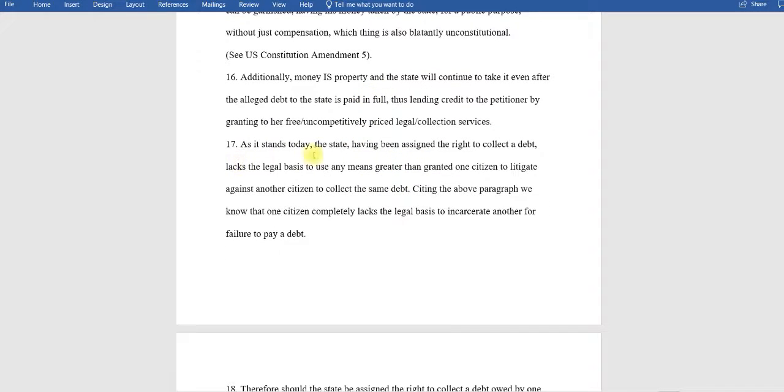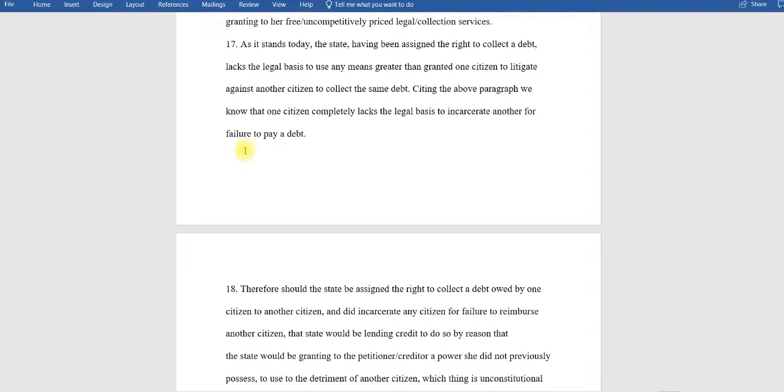Okay? As it stands today, the state, having been assigned the right to collect a debt, which I didn't give them, but she goes in there, and this is part of that debt collection. Okay? This is part of her signing away her rights in order to get child support. Okay? As it stands today, the state, having been assigned a right, lacks the legal basis to use any means greater than granted one citizen to litigate against another to collect the same debt. Citing the above paragraph, we know that one citizen completely lacks the legal basis to incarcerate another person, right? So I just can't walk down the apartment and go down to number 2 and say, hey, dude, you parked in my spot. You're going to jail, right?